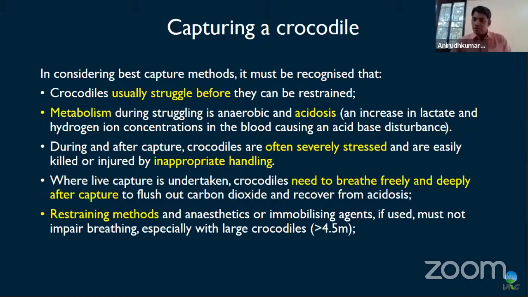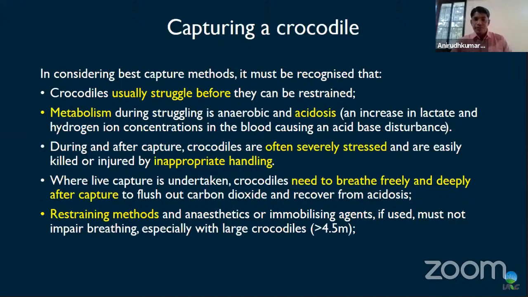As I said, if there is stress, it has to be handled very properly, in a very appropriate manner. And of course, after a struggle, it needs a good amount of oxygen to recover from the acidosis, from the stress. So you provide such conditions to the crocodile.